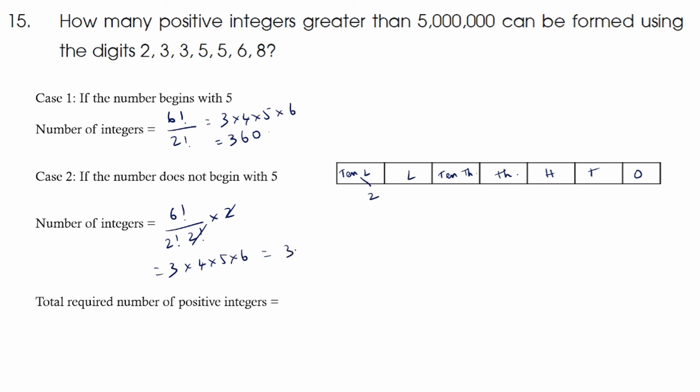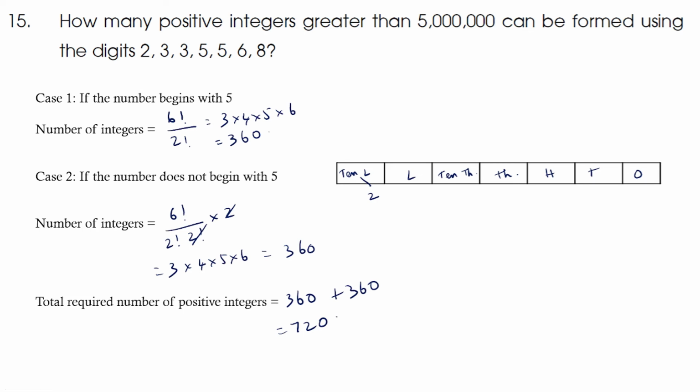This is again 360. So the total required number of positive integers will be the sum of these two. So it is 360 plus 360, which is 720. So there are these many positive integers which are greater than 50 lakhs and can be formed using these digits.